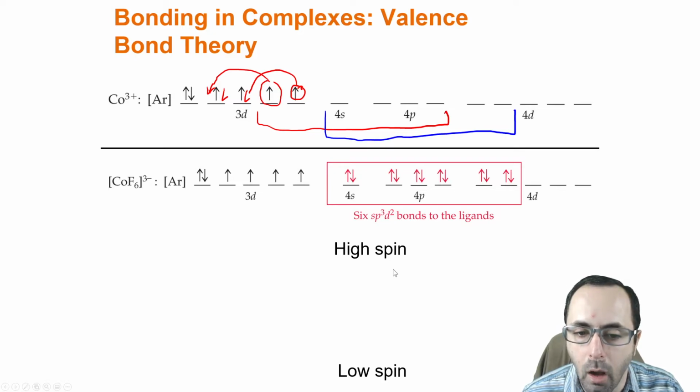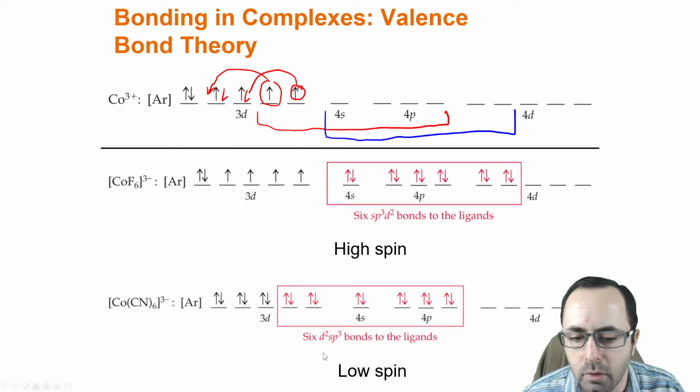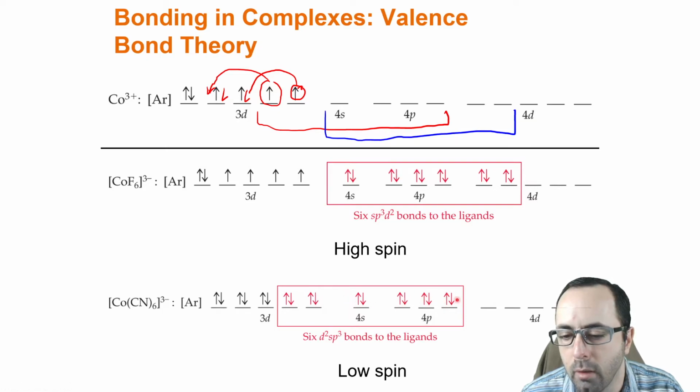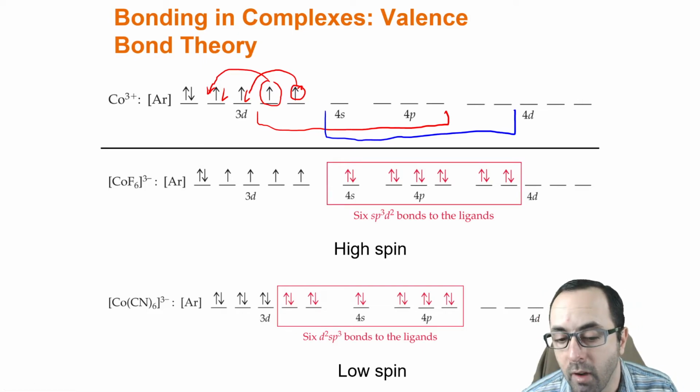Or the other option, as I said here, the red option, is we can take these lower energy d orbitals and have d2sp3 hybridization. This is what happens if it's a cyano ligand, 6 cyano ligands. Again, there are 6 cyano ligands, each provides 2 electrons: 2, 4, 6, 8, 10, 12 electrons total, 6 pairs. So this can occur via a high spin or a low spin complex.